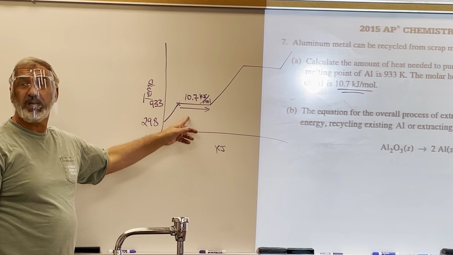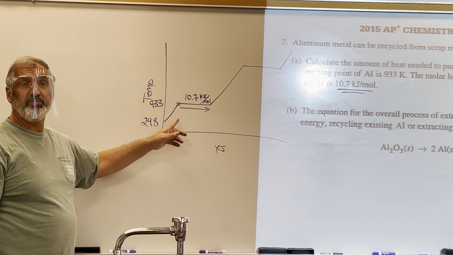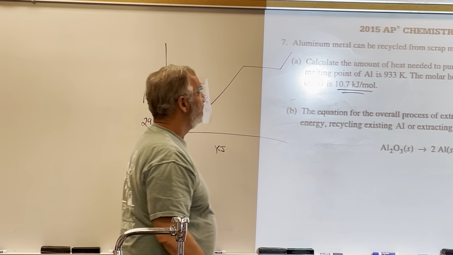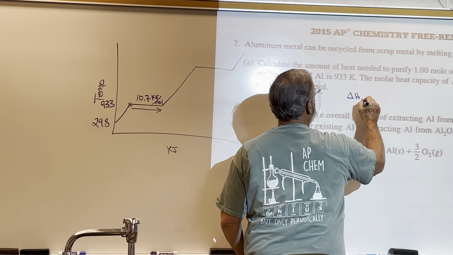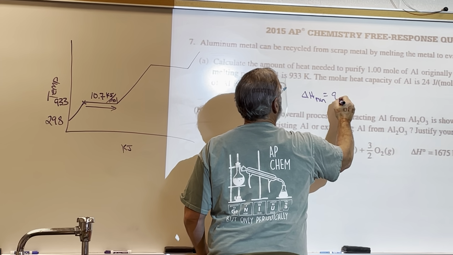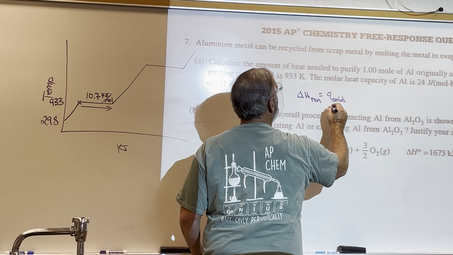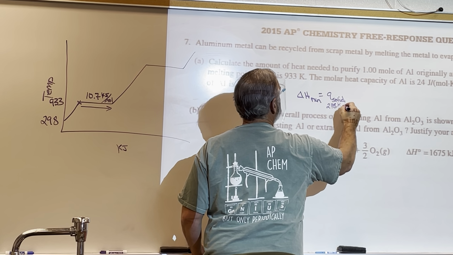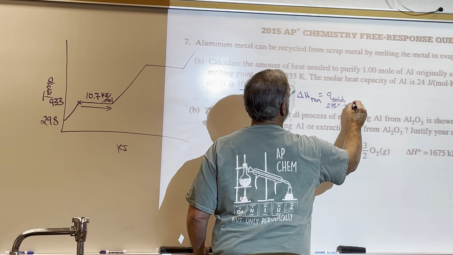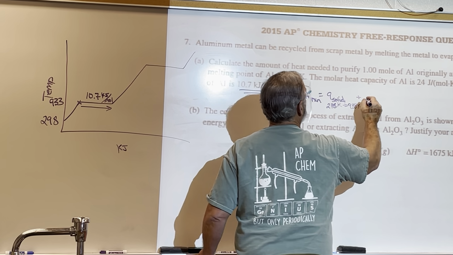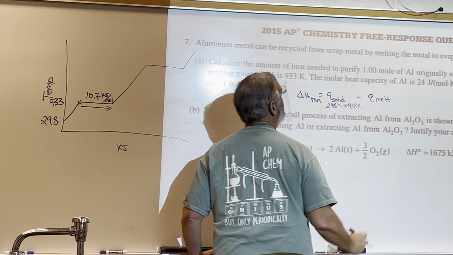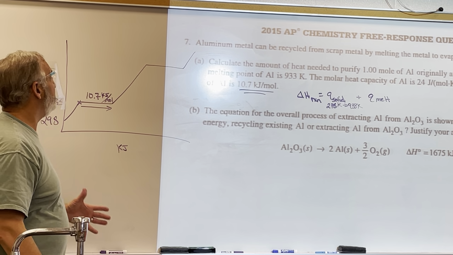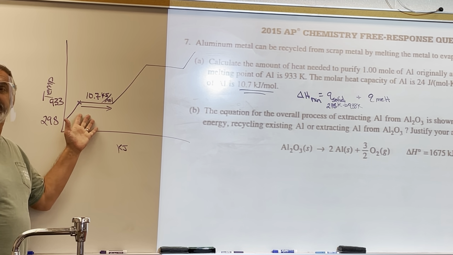This was the very first type of problem that we did. I showed you with heats of reaction, we did all the different Qs. So my delta H of the reaction is going to equal Q of the solid going from 298, no, it's not degrees, it's K, up to 933 K, plus the Q melt using my heat of fusion. Those two Qs are the two things we have to measure. Whenever we have a phase change, whenever they're talking about melting, we have to be thinking about this type of graph.